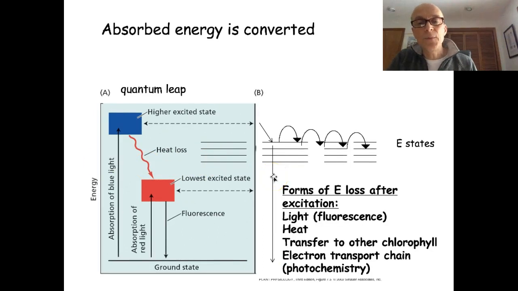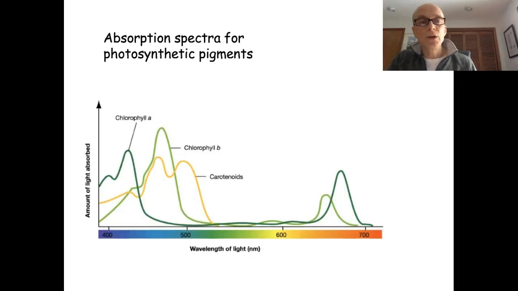So let's sum this up, what I just said. Forms of energy loss after excitation, either as fluorescence or heat or transfer to another compound. And you will see in a second that the ones that we're interested in are the chlorophyll compounds, and then eventually the electron transport chain in which the energy in these electrons is converted to photochemistry, to substances, eventually to sugar.